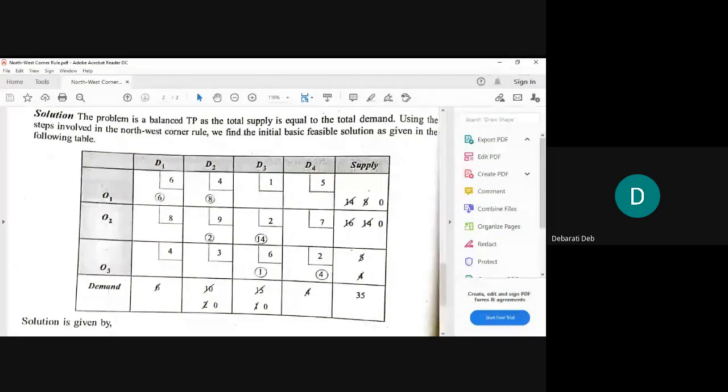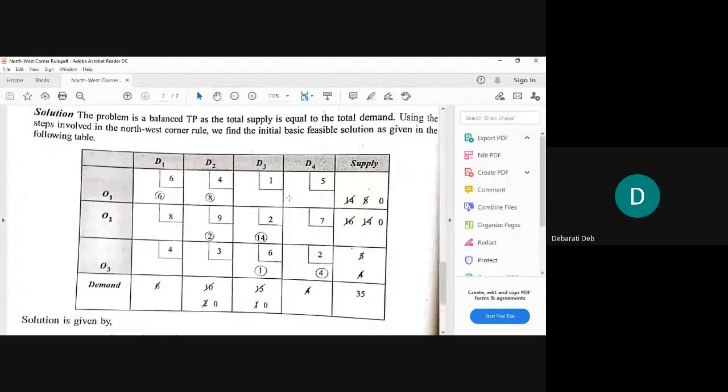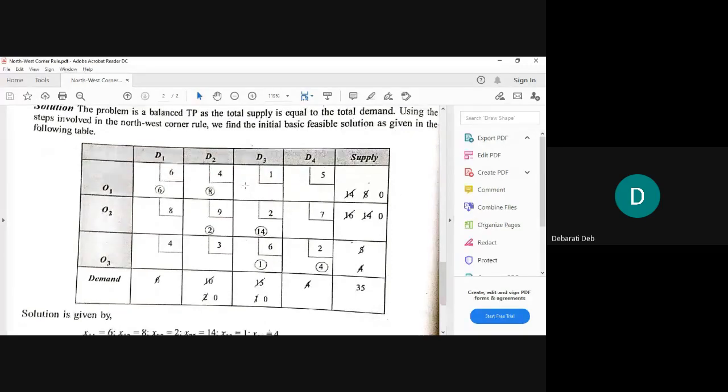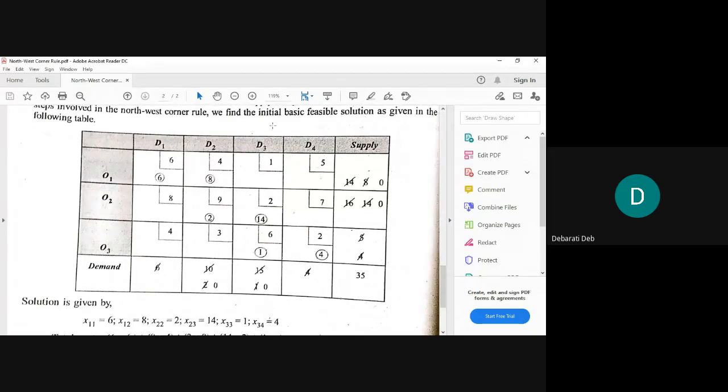Yes, so I hope you have finished it. So what you wrote? You just wrote the row headings, column headings, and the costs, that means the numbers shown in the problem in the small boxes within these big boxes, right? So you have written 6, 4, 1, 5 like that, 8, 9, 2, 7, 4, 3, 6, 2 in the small boxes, and you have not done anything else, hopefully. Okay, now let us do the solution.